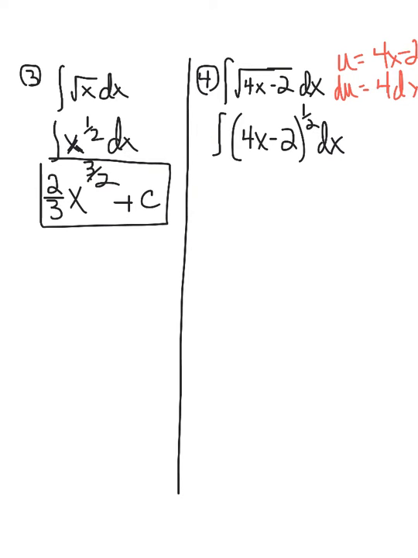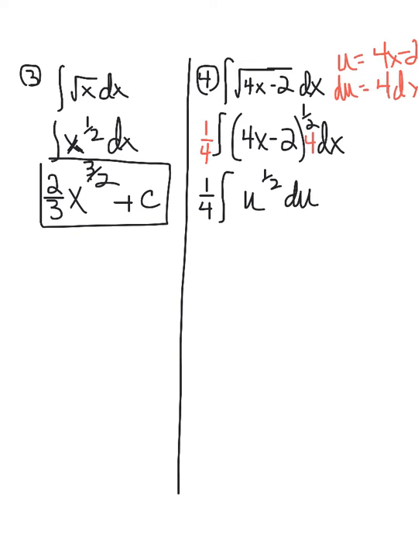Okay, so I need a 4 in here, and I need a 1/4 there. So that's going to give me 1/4. I'm not going to integrate yet. I'm just going to rewrite it: u to the 1/2 power du. Okay, now I want to show you, what we have here is very similar to what I have here. The only difference is that I don't have a number out here.